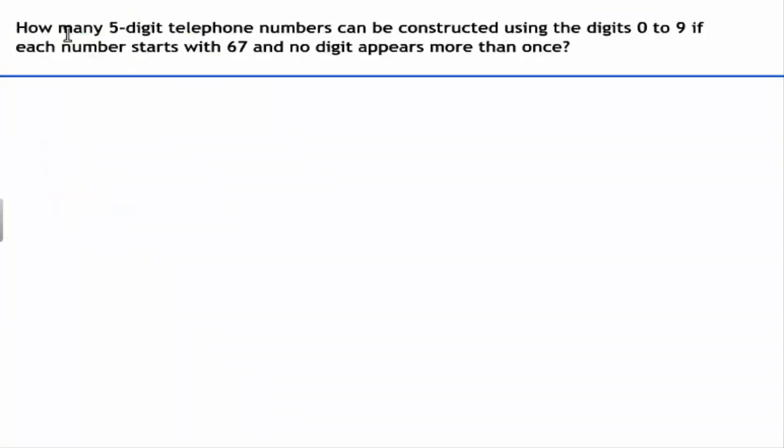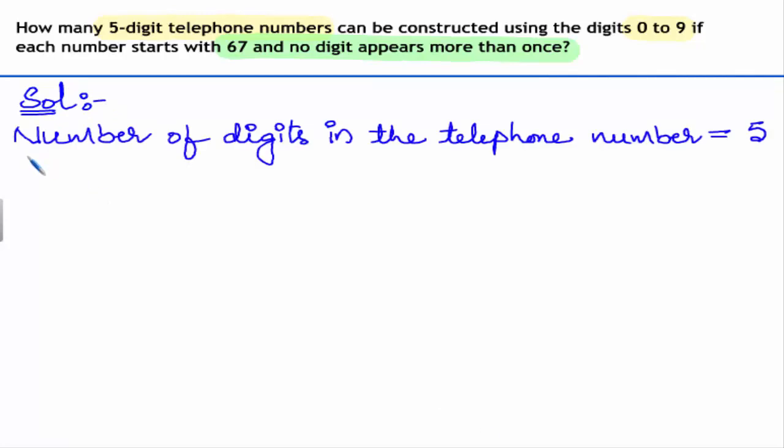In this problem, you need to find out the number of 5-digit telephone numbers that can be constructed using the digits 0 to 9, given that each number starts with 67 and no digit appears more than once. Let's see the solution of this problem, how we shall proceed with this. First of all, we shall write down the given data.